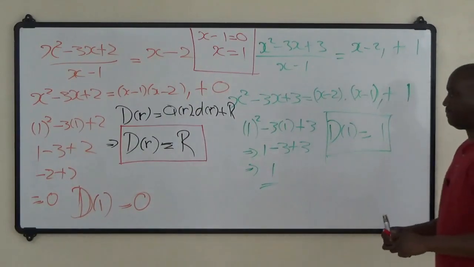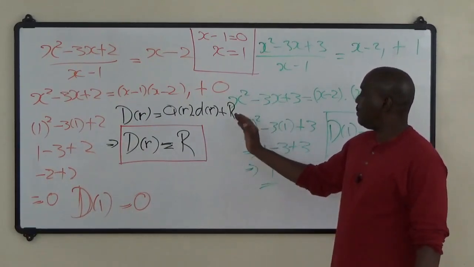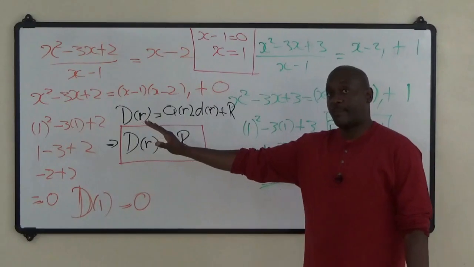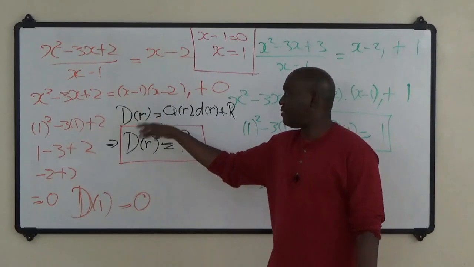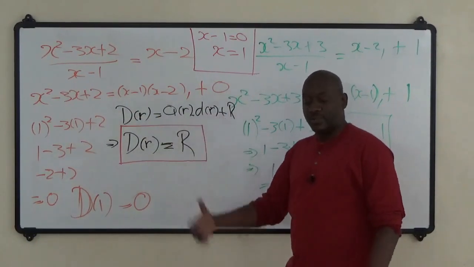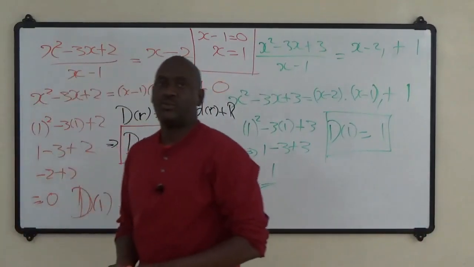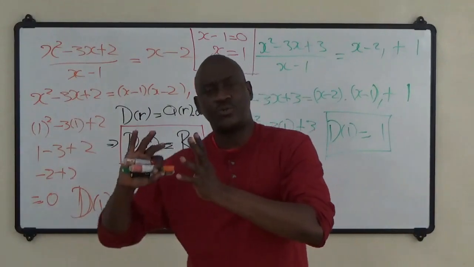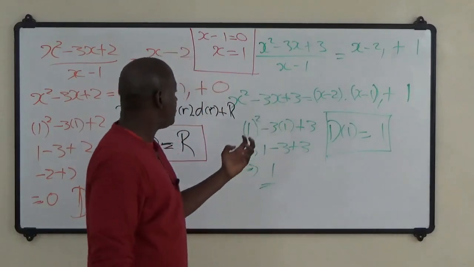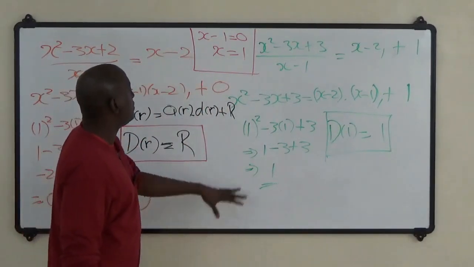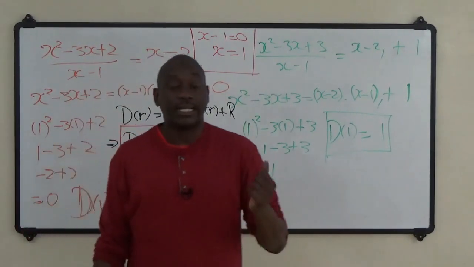So in general, once we know that, once we have the root of the divisor, we then substitute the root of the divisor into the dividend. And whatever we get from that is the remainder. So in other words, the remainder theorem, what that allows us to do is to not have to go through all the long division. Alright? We could just simply substitute the root of the divisor into the dividend. And whatever we get, that is the remainder.